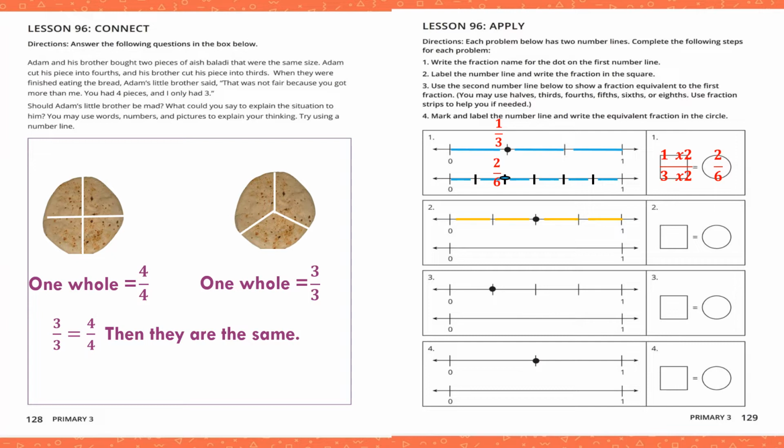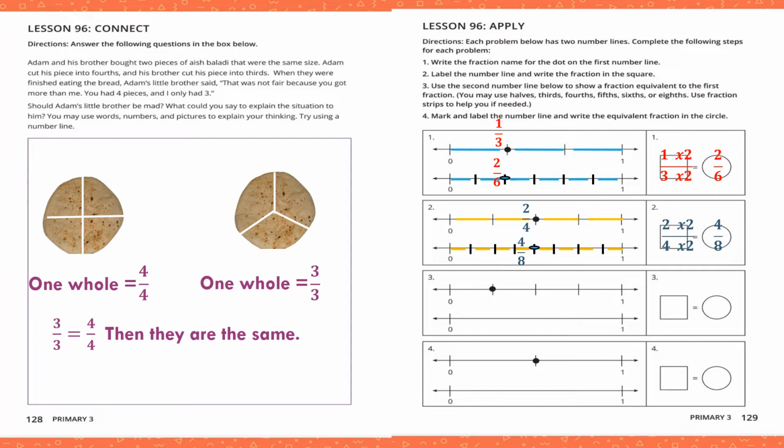Then the denominator will be 4. Here 0 over 4, 1 over 4, 2 over 4. So I will multiply it by 2. You can multiply the numerator and the denominator by any number. 2 times 2 equals 4 over 4 times 2 equals 8. 4 over 8. Let's divide the second number line into 8 equal parts. So 4 over 8, 0 over 8, 1 over 8, 2 over 8, 3 over 8, 4 over 8.